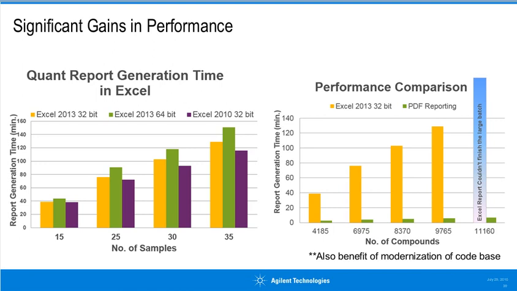I do want to say that it wasn't just from the direct PDF report. MassHunter quantitative analysis has gone through a variety of efforts to modernize and streamline the code so that its processing performance is also improved.